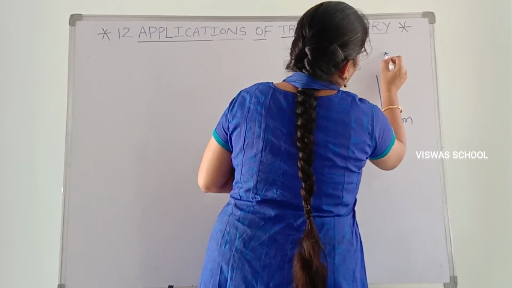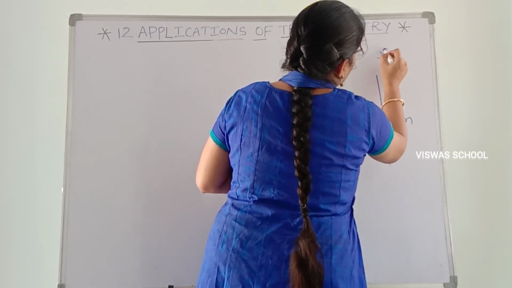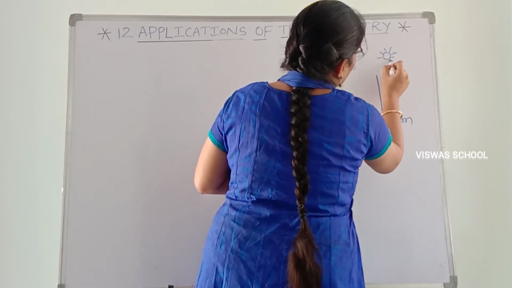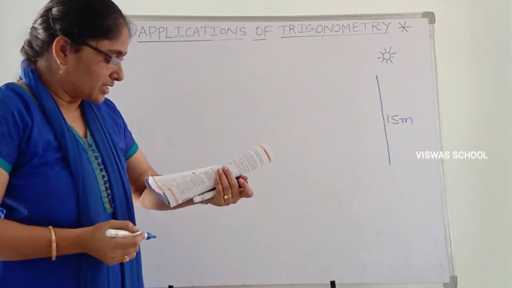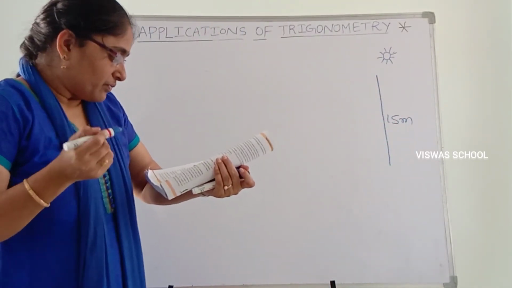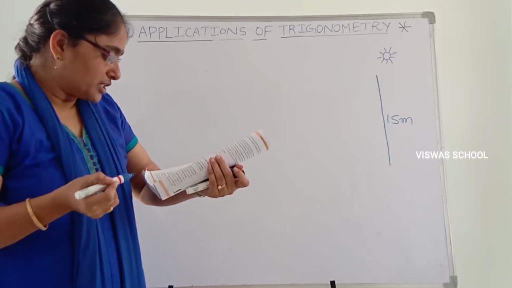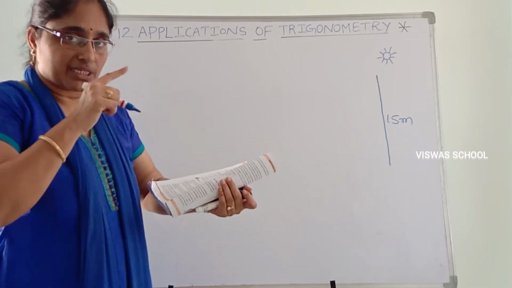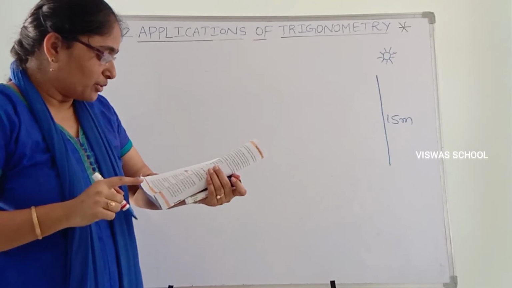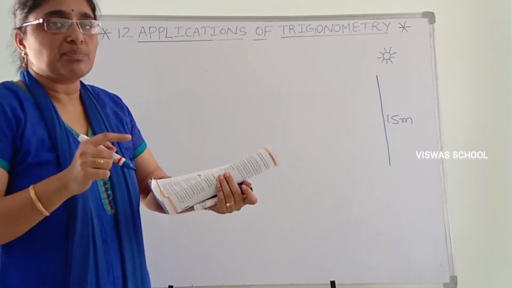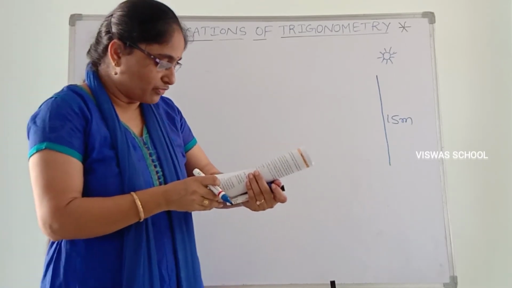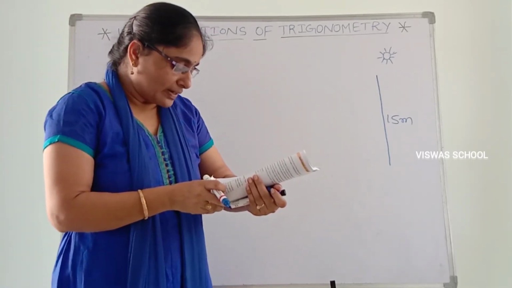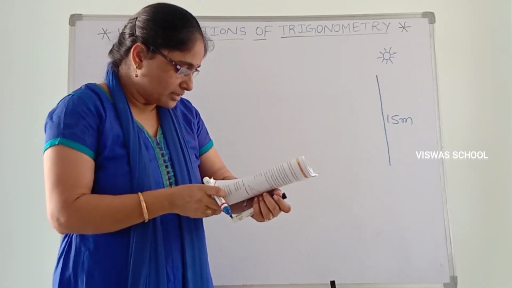At morning 7 o'clock, the shadow becomes slightly long. The length of the shadow of this 15-meter high pole is 15√3 meters at 7 o'clock in the morning. Then what is the angle of elevation of the sun rays with the ground at the time here?